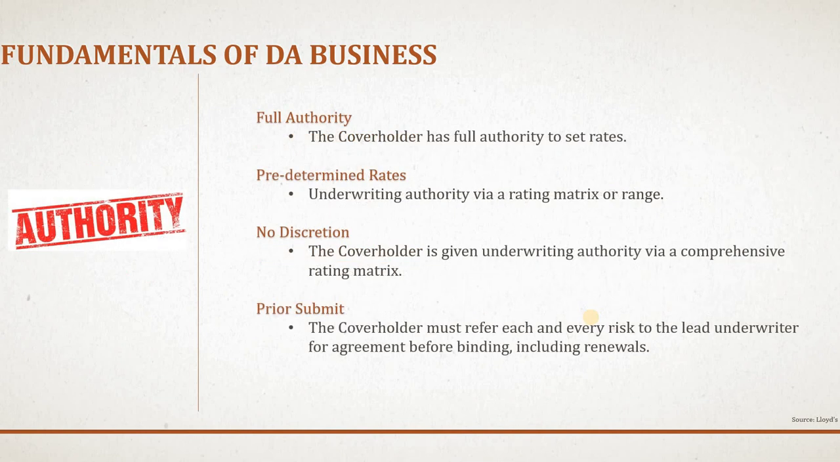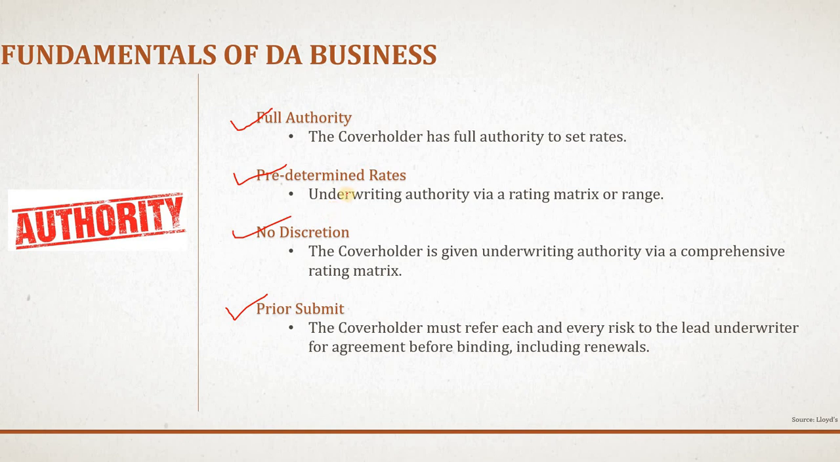So let's move ahead and talk about what sort of authorities these cover holders enjoy. We have four sets of authority: full authority, predetermined rate, no discretion, and prior to submit. So we will talk about these authority levels.